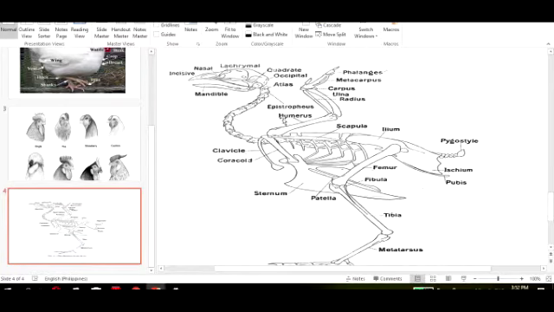Okay, at last we have the epistropheus. We have the humerus in the wing. We have the radius and ulna in the wings. We have the metacarpus and the phalanges. We have the clavicles. Look at that. We have the coracoid bones.